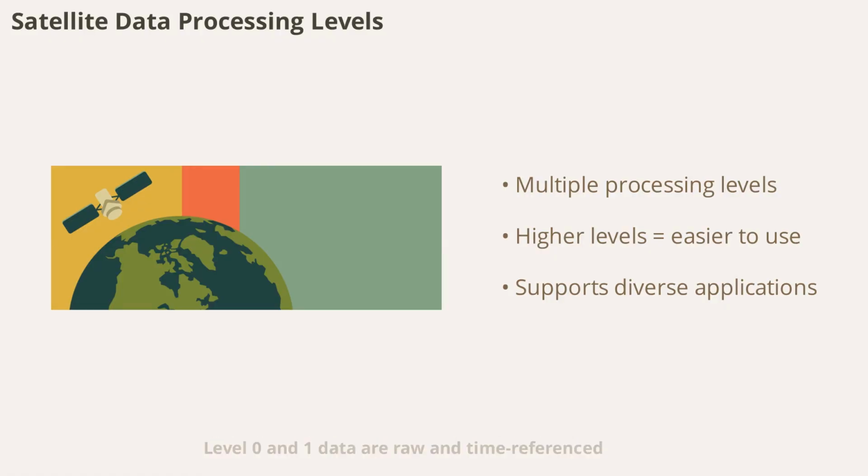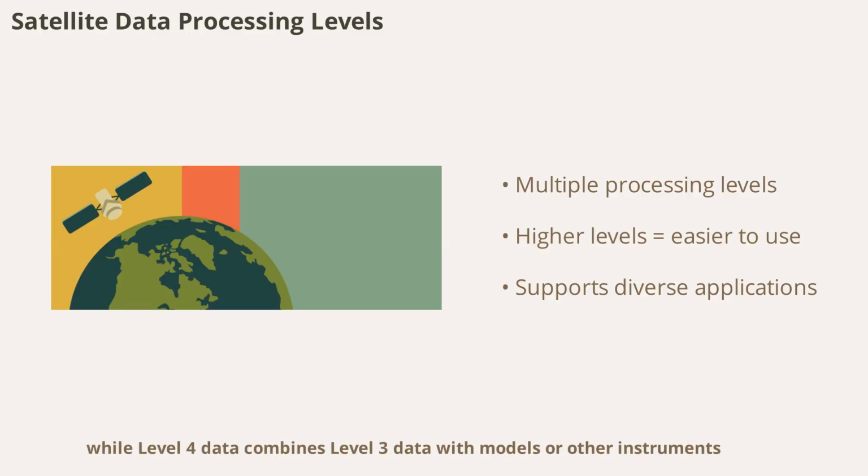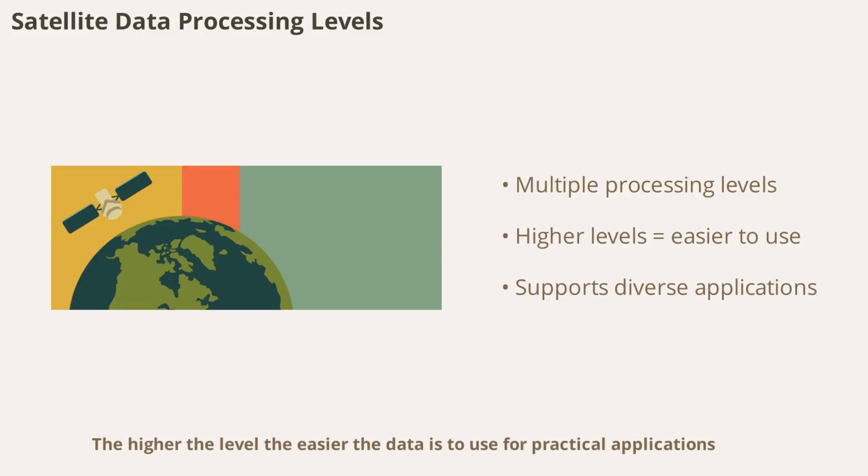Satellite data goes through several processing levels before it's ready for analysis. Level 0 and 1 data are raw and time-referenced, making them difficult to use directly. Level 2 data is converted into geophysical quantities and is georeferenced and calibrated. Level 3 data is mapped onto a uniform spacetime grid and quality-controlled, while Level 4 data combines Level 3 data with models or other instruments. The higher the level, the easier the data is to use for practical applications.